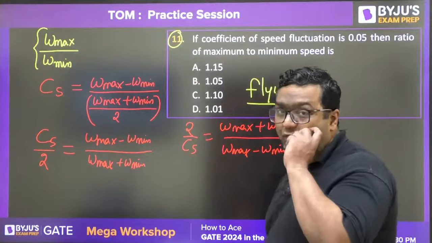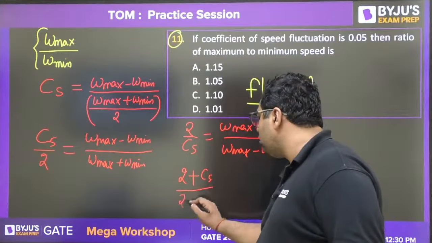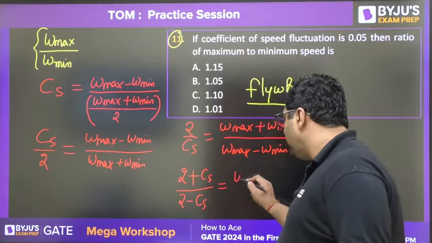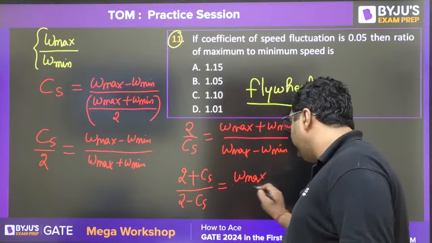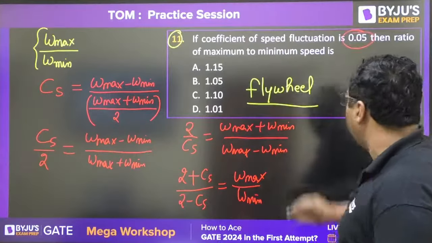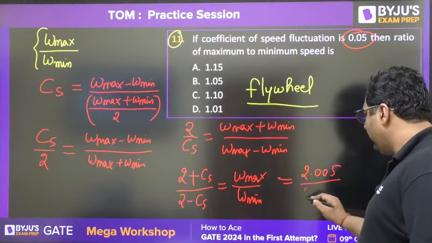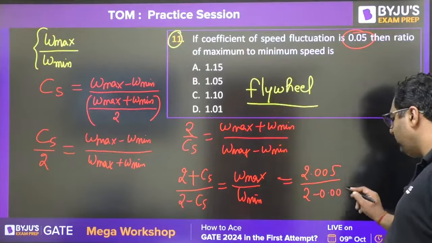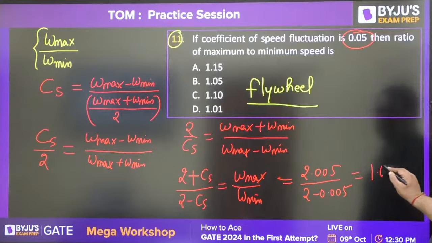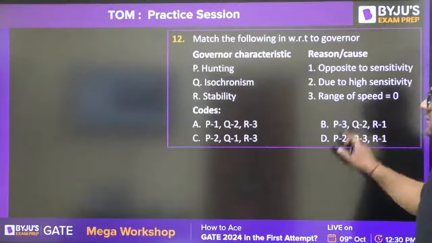Now if we apply componendo and dividendo, (2 plus Cs) by (2 minus Cs) will come out to be omega max by omega minimum. You are given the value of Cs to be 0.05. The answer will be 2.05 divided by 1.95, which is about 1.05. B is correct. Moving to question number 12, guys.